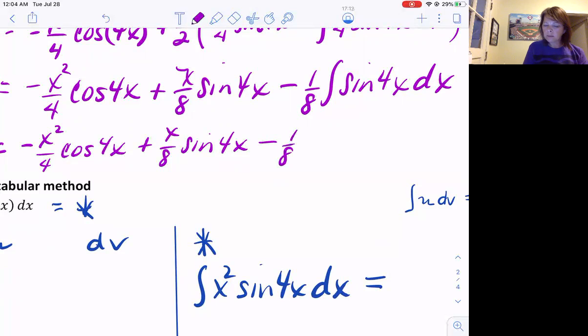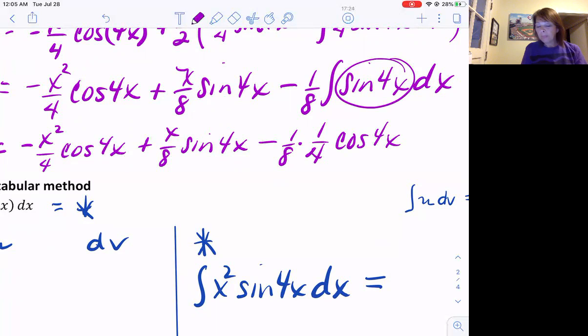I'm going to do an erasing since I'm at the end of my job here. So now this is 1/4. Now I want you to think for a second. Sine 4x is the derivative of what? Negative cosine. So there's going to be a negative here, which is going to make a negative times a negative, which is a positive. And this is going to be 1/32. So it's going to be plus 1/32 times cosine 4x.